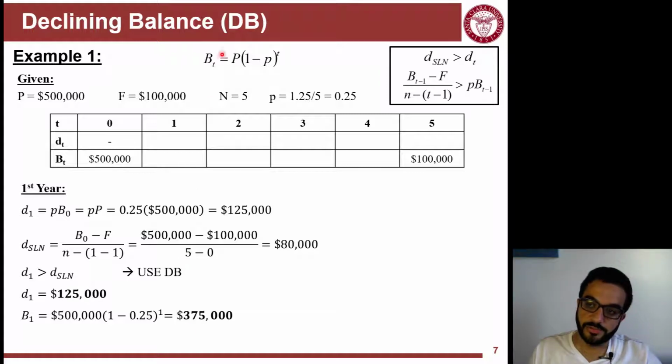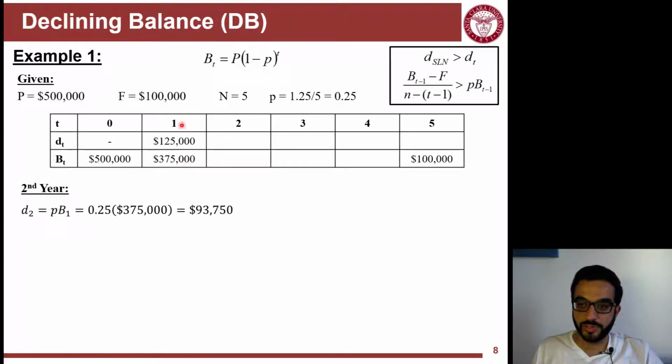And B1, applying this formula here, is equal to 500,000 times 1 minus P to the power T, and T is equal to 1. So I end up with this value. Or another way is just say 500 minus D1, that will be B1. So done with the first year.